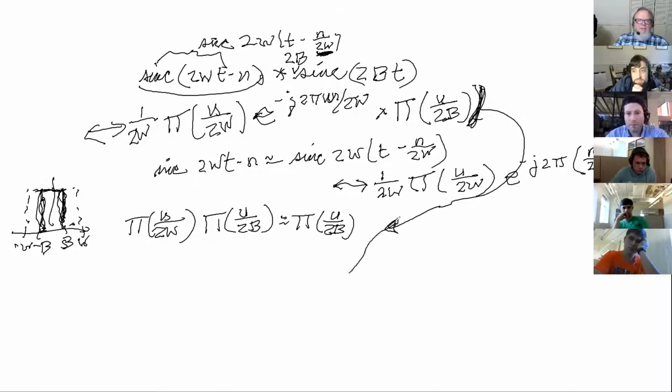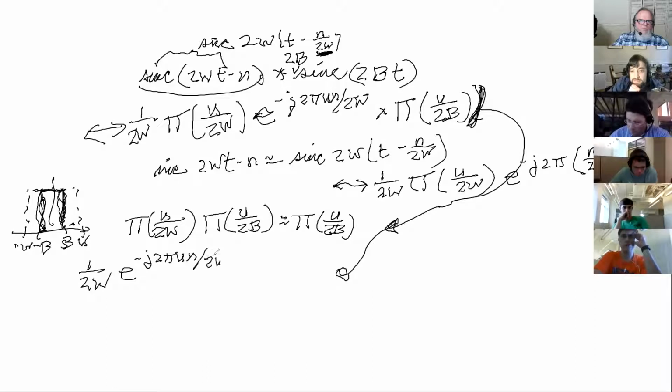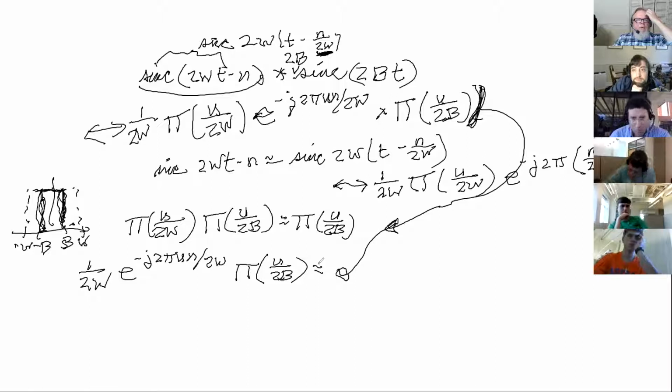So all of this up here is equal to 1 over 2W times e to the minus j 2 pi u n over 2W, read the equation, Bob, times pi of u over 2b, right? Left out the 2b. Where? No, I don't think I left out a 2b. Where did I leave out a 2b? The second line, there's 2B in front of the sinc. Yeah, there's a 2B in front of the sinc, but that's sucked in by the pi of u over 2B. Okay, you said okay, so I'm assuming you understand it.